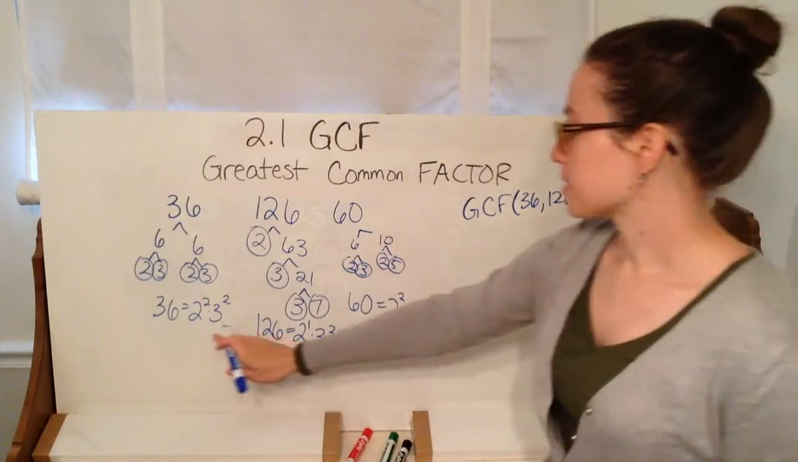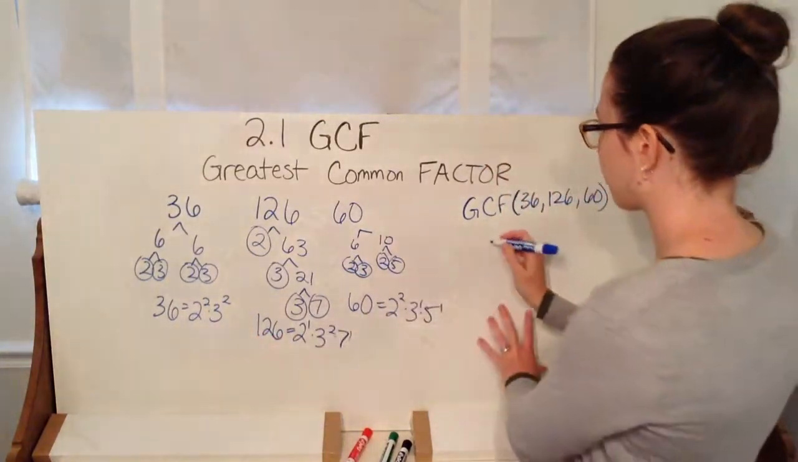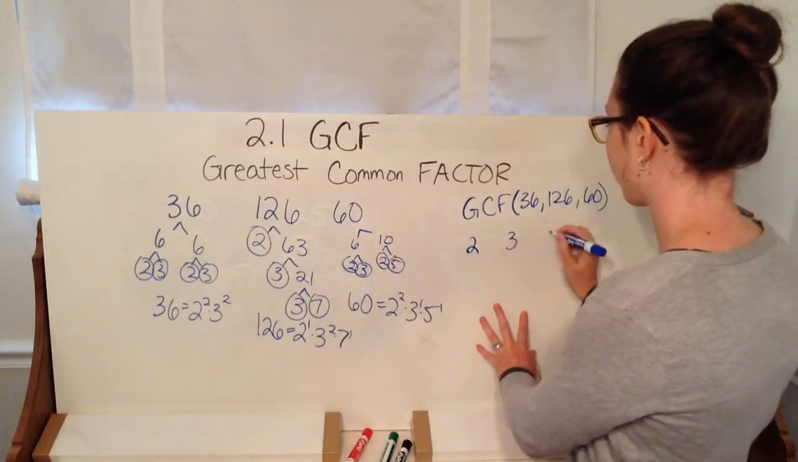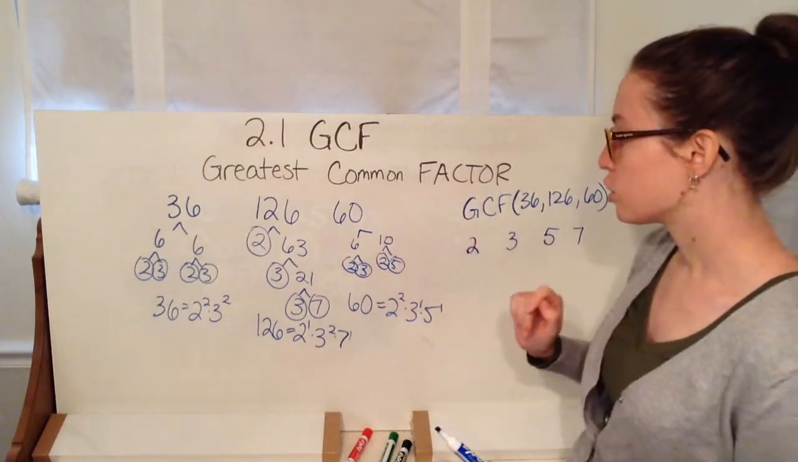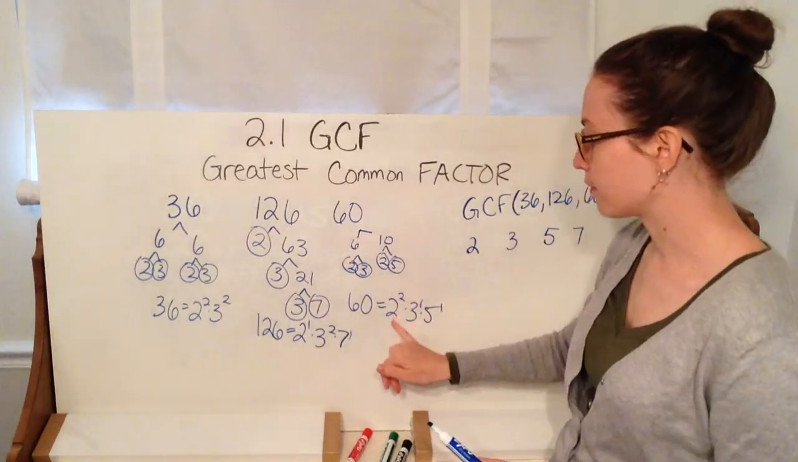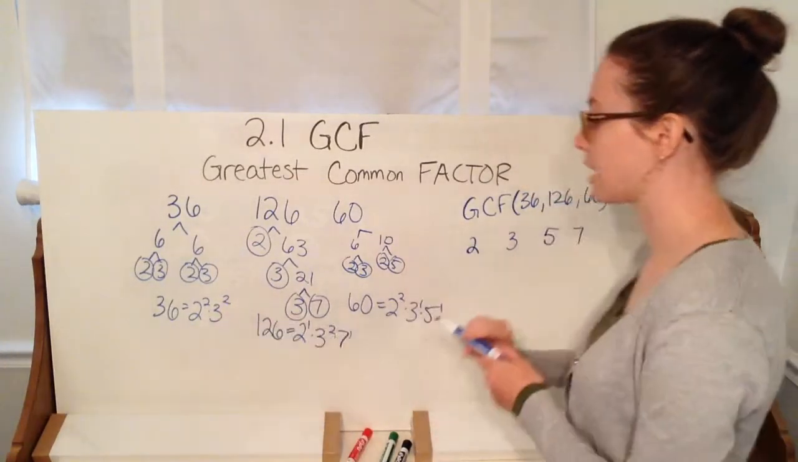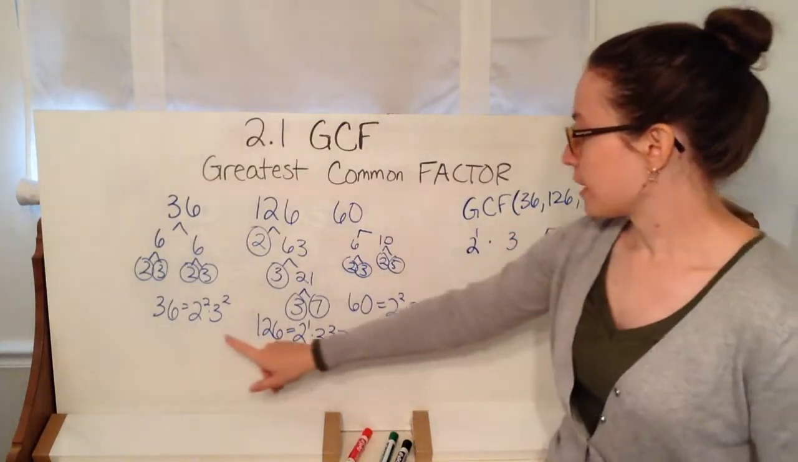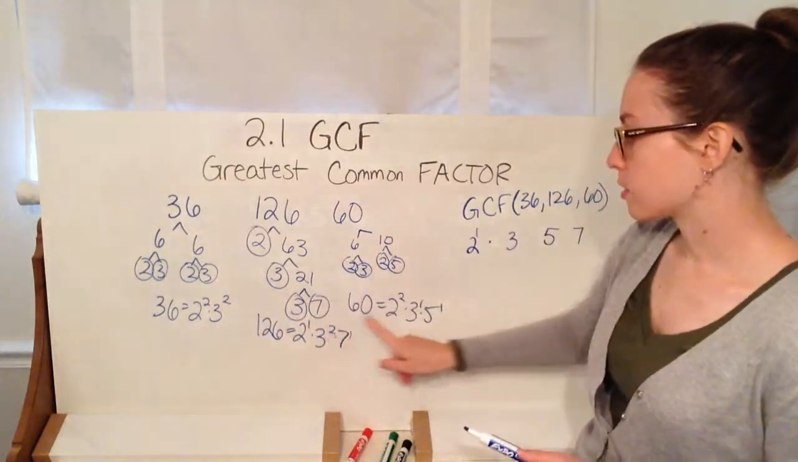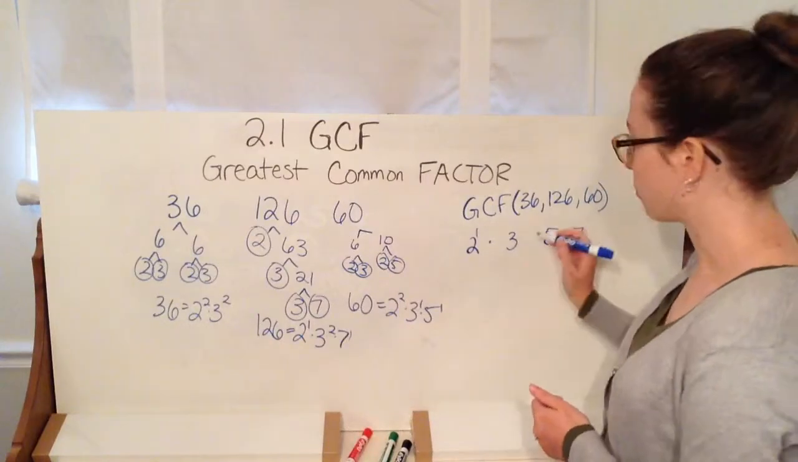So all the numbers I'm seeing, I have a 2, I'm seeing a 3, I have a 5, and I have a 7. The smallest 2 exponent that I have: 2 to the second, 2 to the first, and 2 to the second. The smallest is 1. For 3's, I have 3 squared, and 3 to the first. Smallest is 1 again.